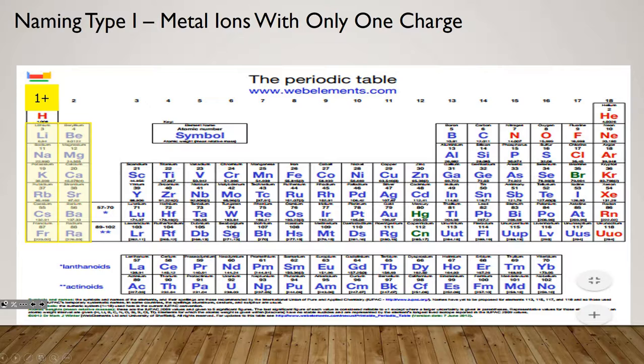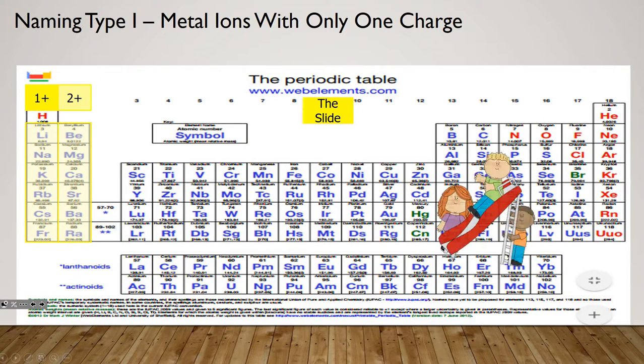The second column is going to have a what, you think? +2 charge. These charges don't change. They only have these charges. And then I call this next part the slide. So think of a kid's slide. Usually there's a little platform at the top and then it goes down, right? And some of them have a little thing beside that.